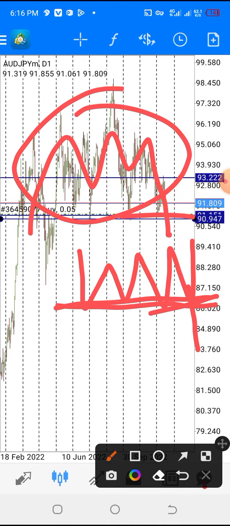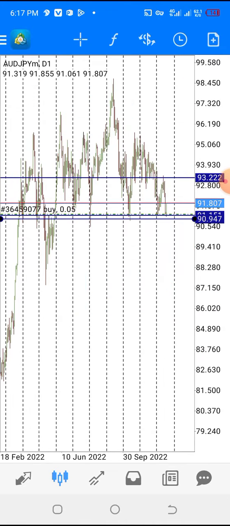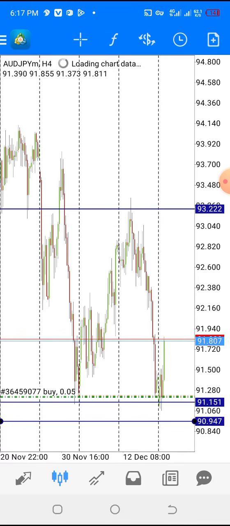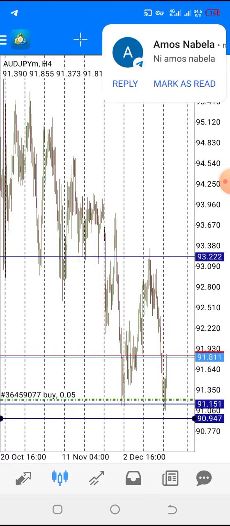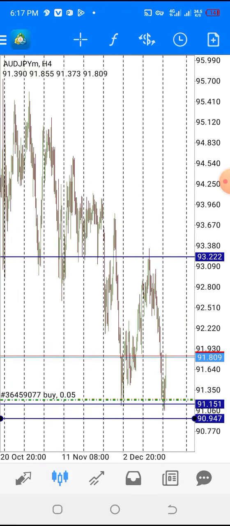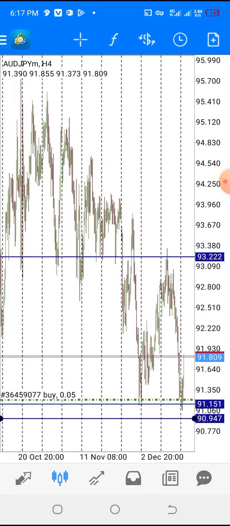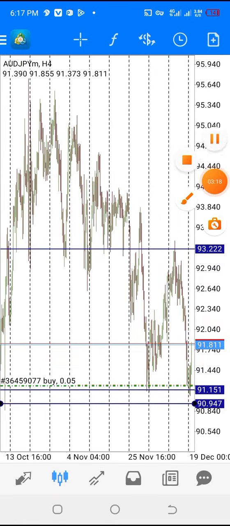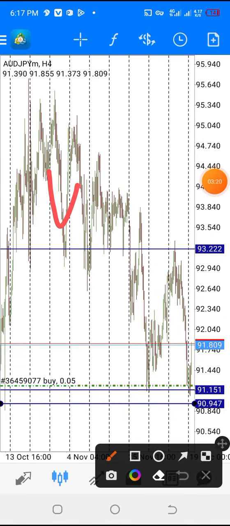So let's go to H4. Let's see what I saw in H4. In H4 we could see the same thing, guys. That's why I marked the same thing in H4. So many touches. You get that?